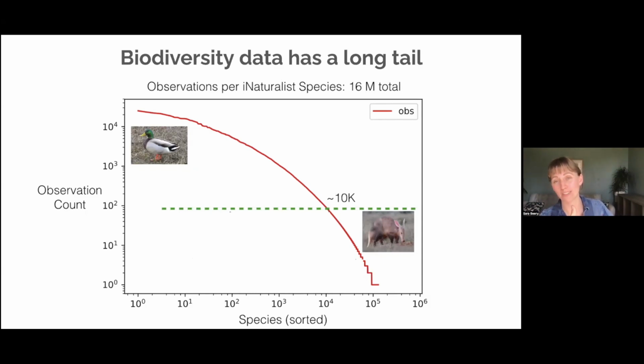And sometimes those species are the ones that are of most scientific interest. For example, species that are endangered or at risk. And so what we can see here is that if you really want to capture all of biodiversity, not just the common species, you really can't ignore that few-shot learning problem.